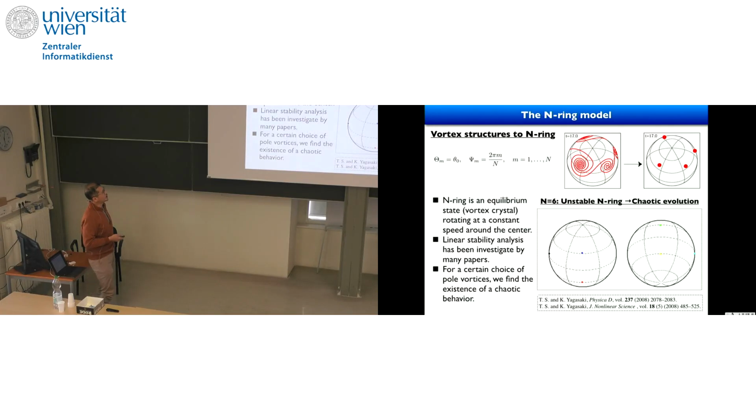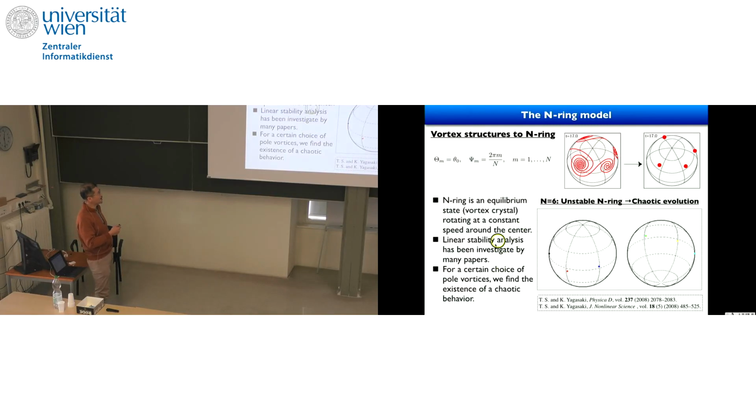Here is a very quick notice about how this vortex structure evolves. In order to understand the qualitative evolution of these spiral structures, we assume that these spirals can be modeled as big point vortices. That gives rise to a ring point vortex model, to which we can use point vortex dynamics to understand the long time evolution. The ring configuration of the point vortices along the line of latitude is still a vortex crystal state rotating at a constant speed around the center.